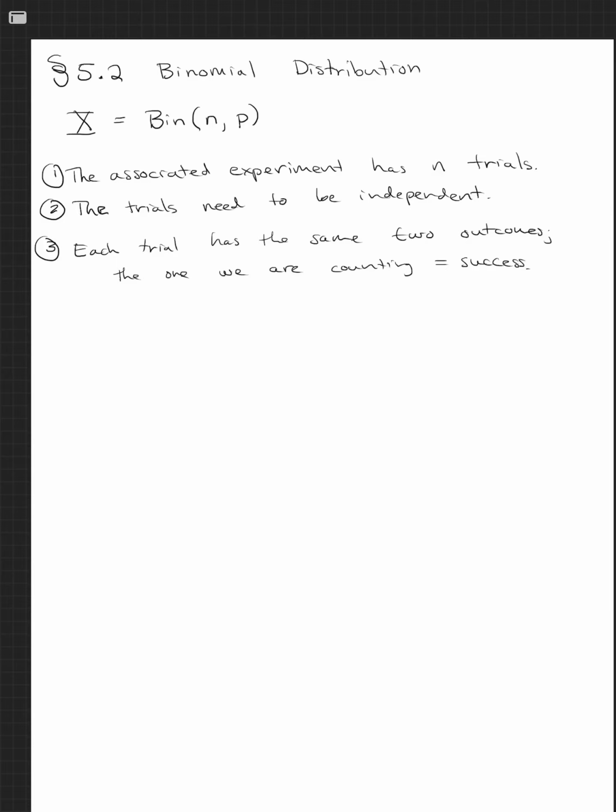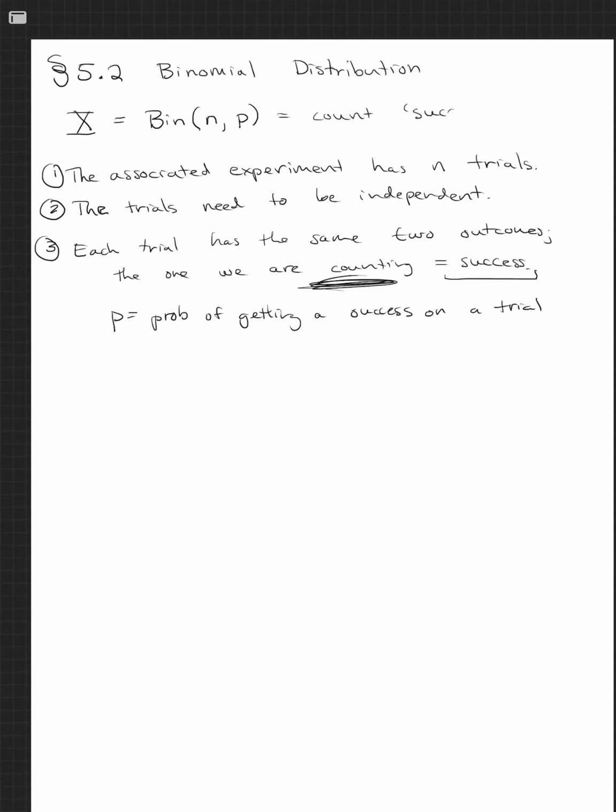Now, we may be counting how many times does a particular piece of machinery fail when it does its job 50 times, right? But we still call, in that case, the probability that it fails its probability of success. It's really weird, but whatever the thing we're counting, that's what we call a success, and p is the probability of getting a success on a trial.